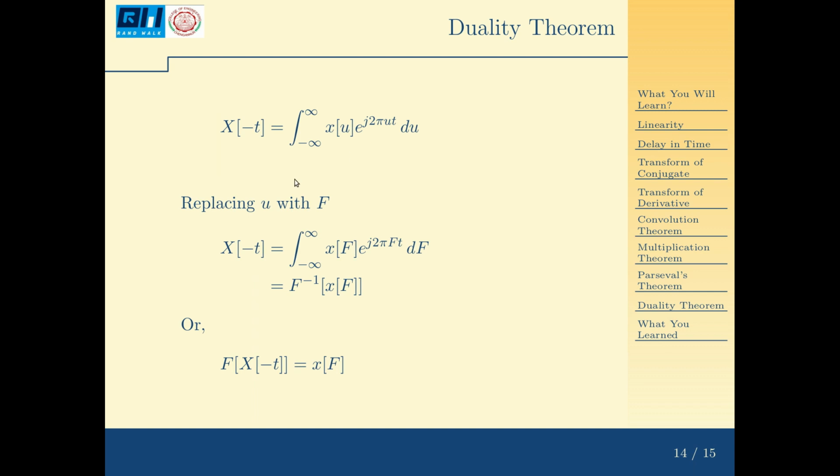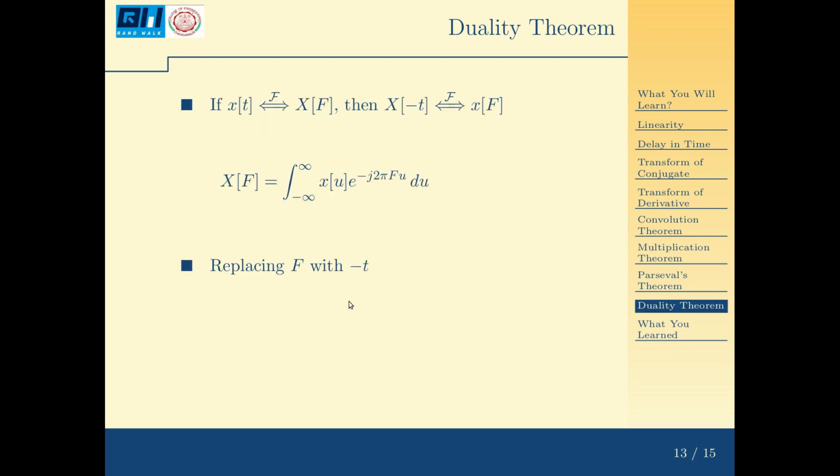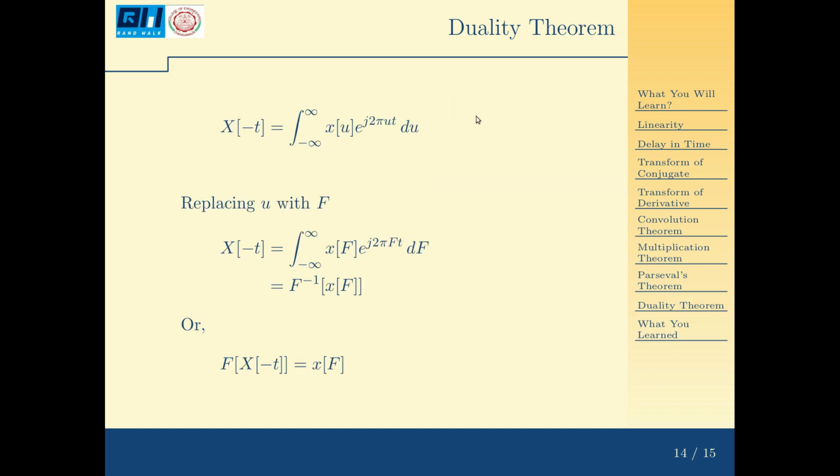Now I do another trick. I replace this u with f so that it becomes integral from minus infinity to infinity of x(f) e raised to j 2 pi f t df. Nothing is changed, the only thing is I changed the name u into f. Now what is this right side? This is the inverse transform of small x(f).